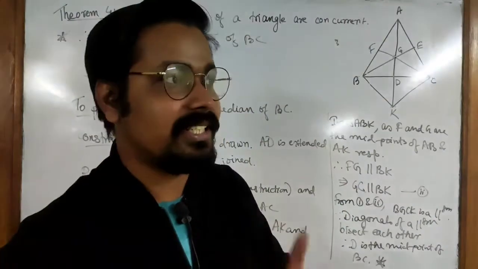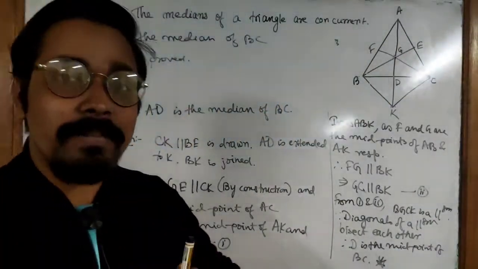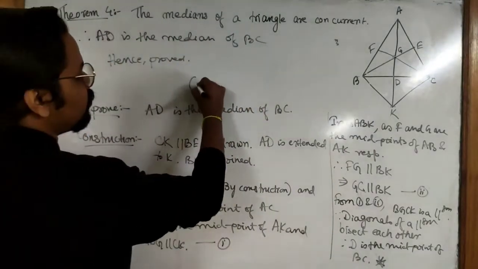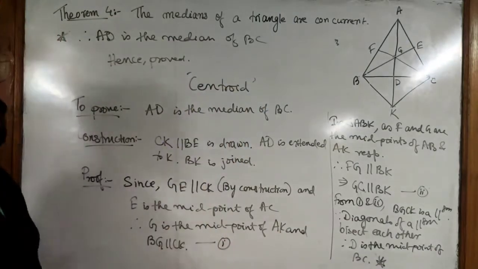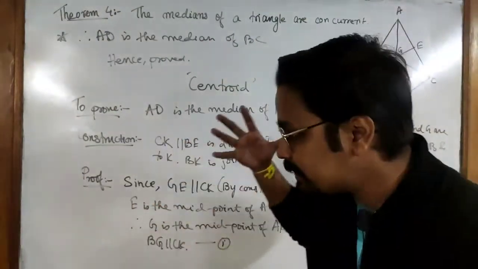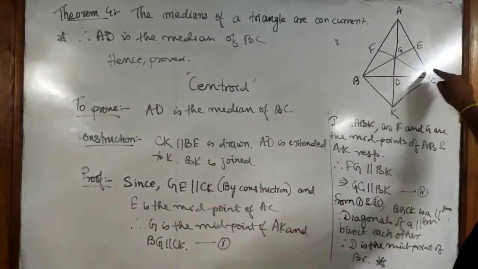All the three medians are intersecting at the same point, and this common point where all the three medians meet is called the centroid, the point where all the three medians of a triangle meet. So that is how we prove theorem 4. Very easy. You just have to prove this as the parallelogram.